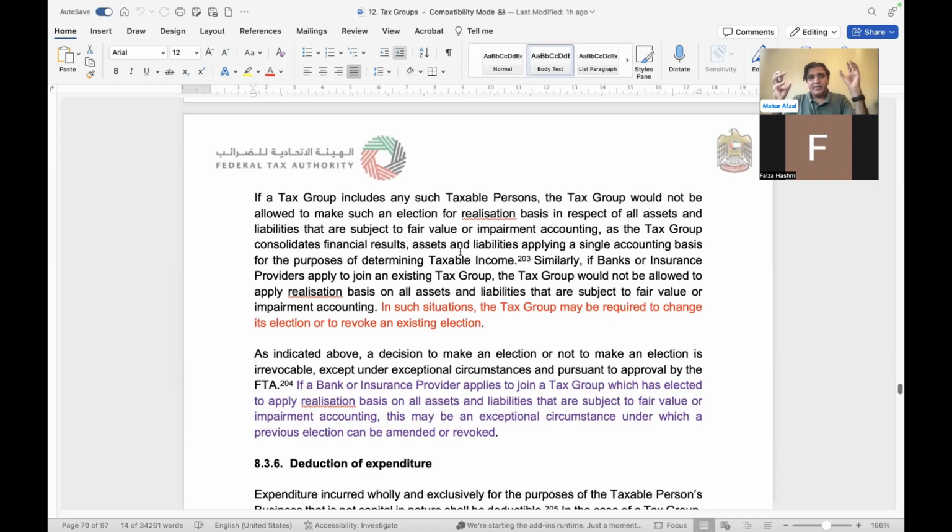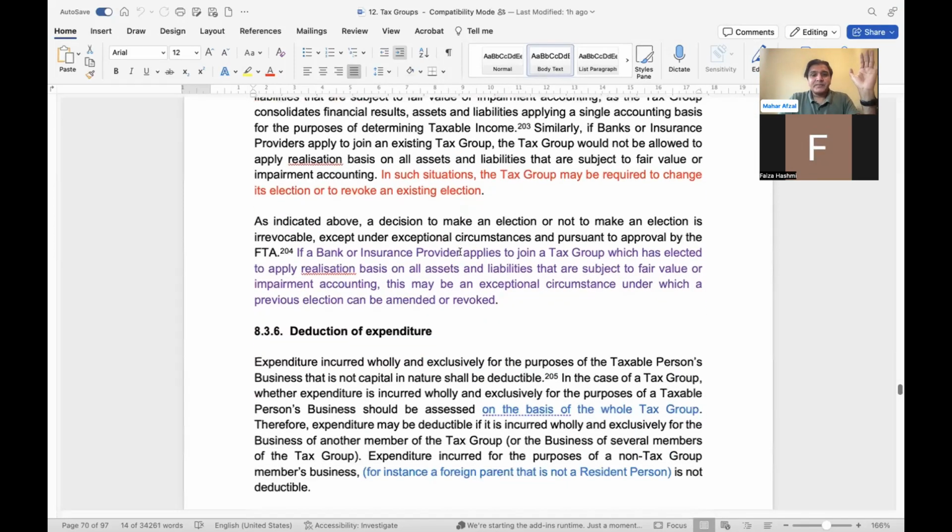Again, there is a conflict. I will not say conflict, these are different bases. Here the bases are different. Again, for this basis, special approval is required from the FTA, because with the realization basis, once you have opted, it cannot be revoked unless there are exceptional circumstances. Here, this is an exceptional circumstance as well. You need to take an approval from the FTA for this.